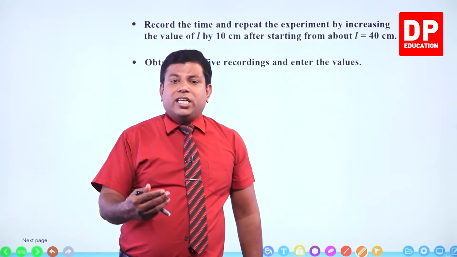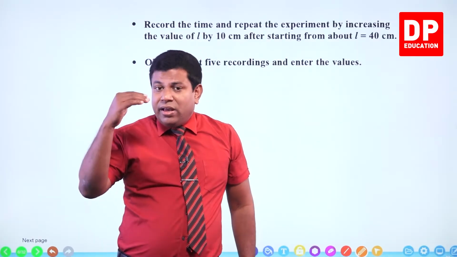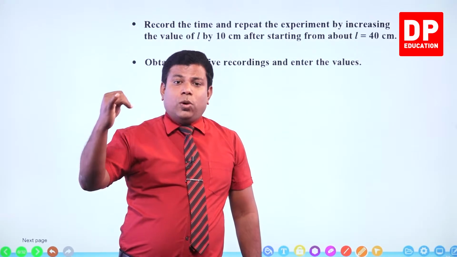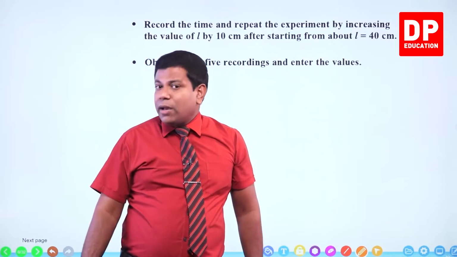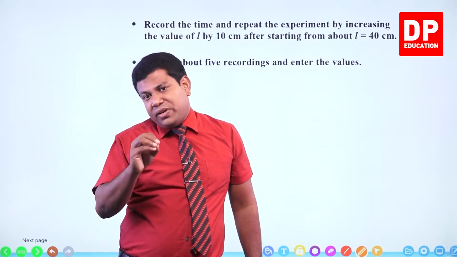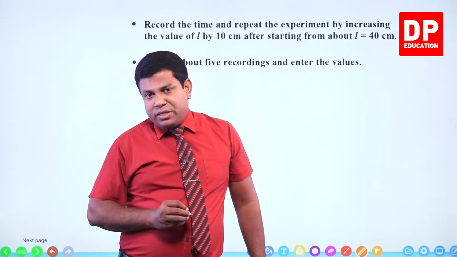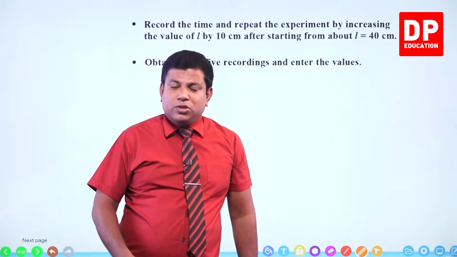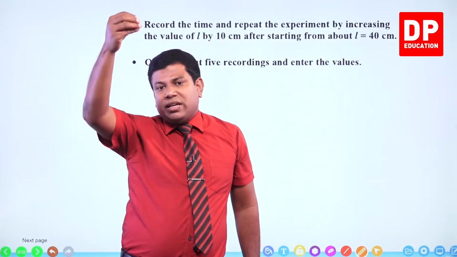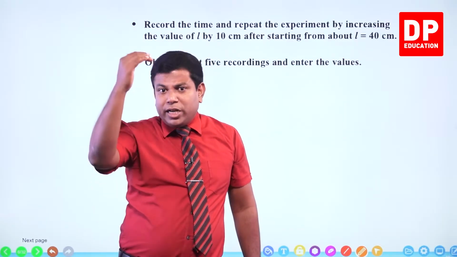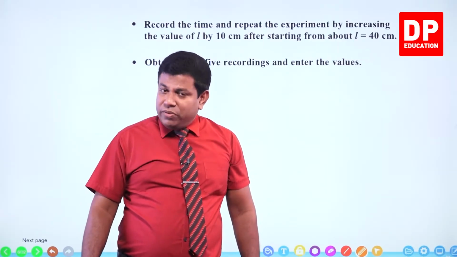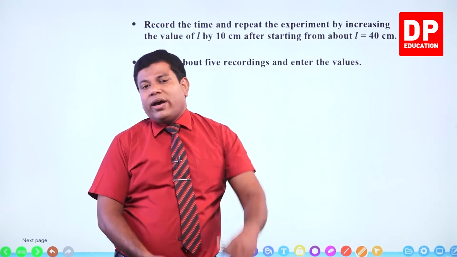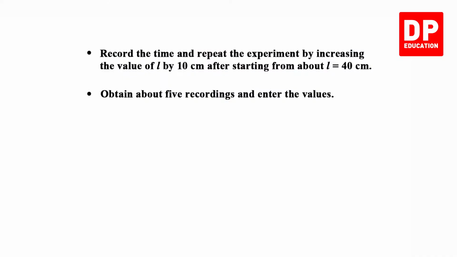The only problem is if you want to change it by 50 centimeter by 50 centimeter, imagine if you want to get 50, 100, 150, 200, 250, you have to raise it to 2.5 meters. Raising or setting up a pendulum at 2.5 meters height can be difficult in the science labs. But if you have some method of setting it up like that, at least you can keep a stand on top of a table and keep the pendulum at 2.5 meters and little by little reduce the length. If you can do that, it's better than increasing 10 centimeter by 10 centimeter. If you don't have all those facilities, the normal stand you have would facilitate only about 40 centimeter. Obtain about 5 recordings and enter the values, right.